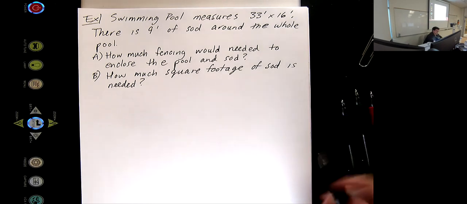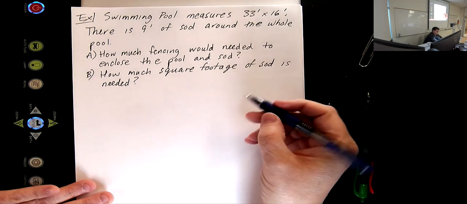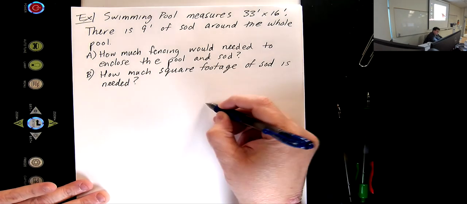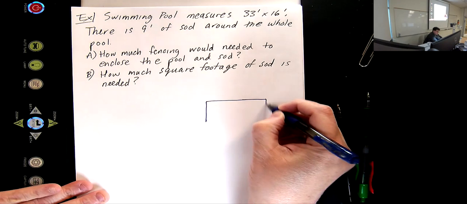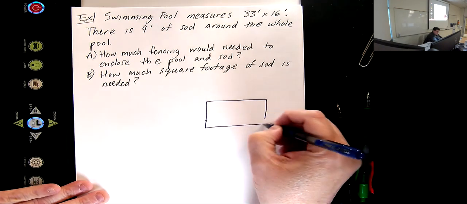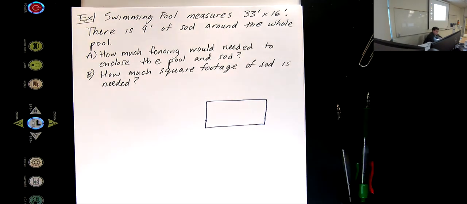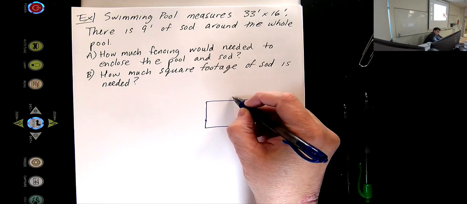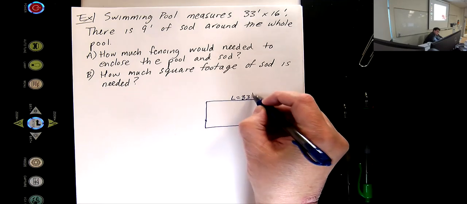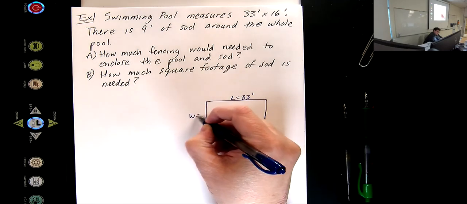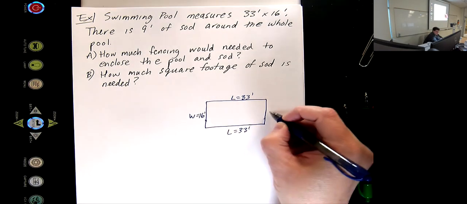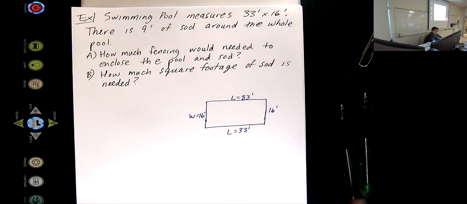No. All right, so we got a swimming pool. It doesn't say it, but it's implied that it's rectangular, because one side is longer than another. Really hard to measure a circle like that. Well, it could possibly be a circle. It could be oval though. So maybe this is the length and it's 33 feet. And this is the width and it's 16 feet. And that means this side is 33 feet and this side is 16 feet.